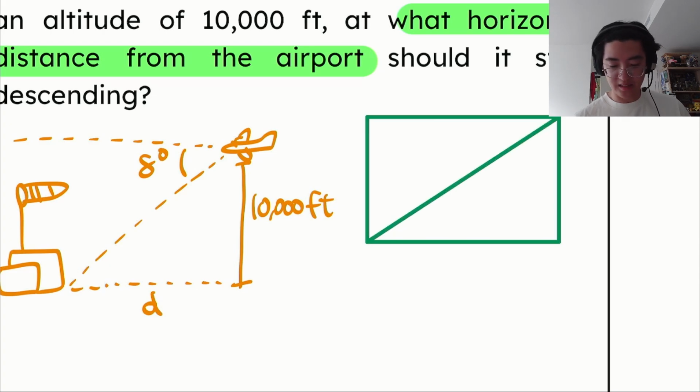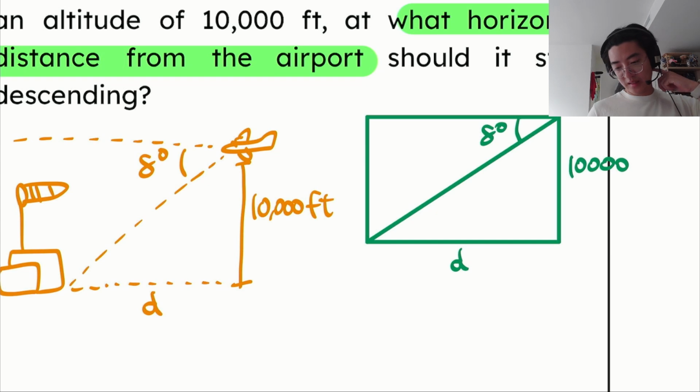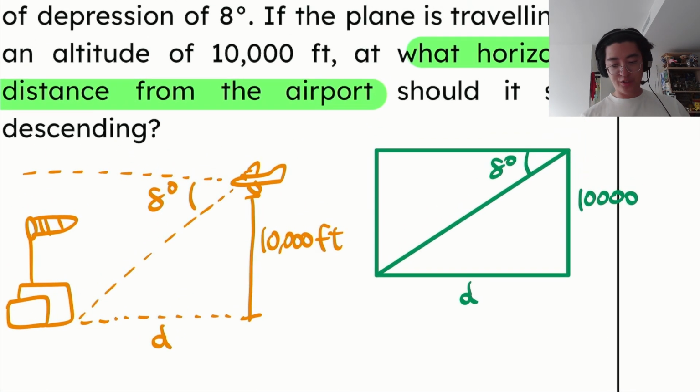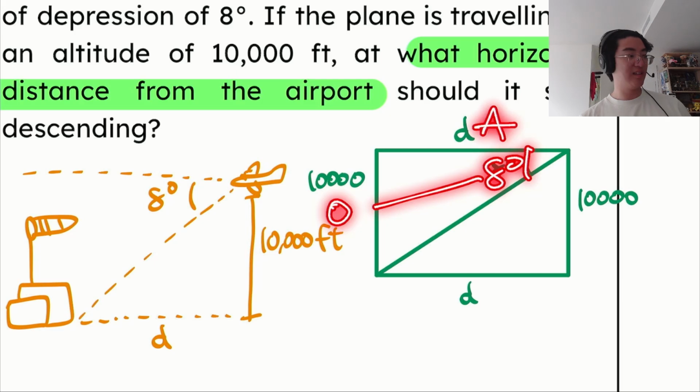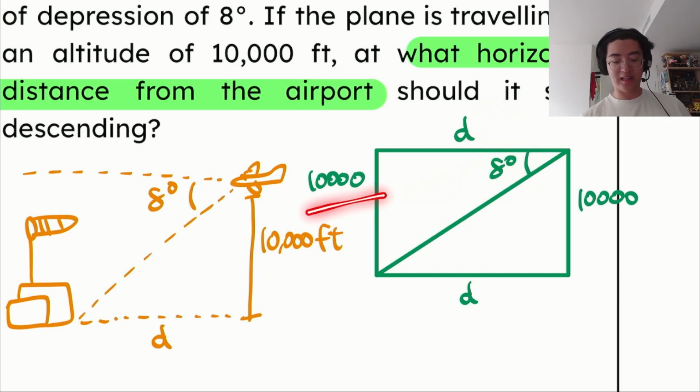Okay, we can either notice here that if this is 8 degrees here, I want distance D. We notice that this forms a rectangle, which means the top must also be D, and this side length here is also 10,000. So we can see that's our angle, that's the opposite, and that's the adjacent. We can use tangent here with 10,000 being the opposite and D being the adjacent.